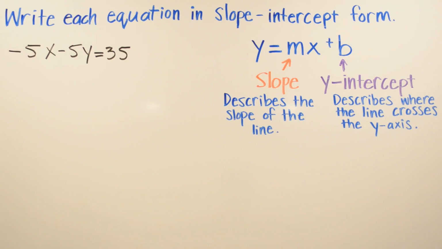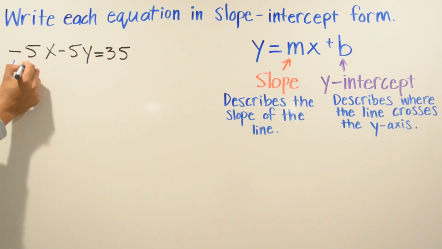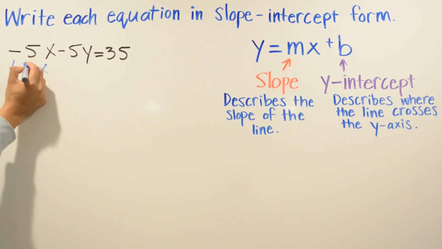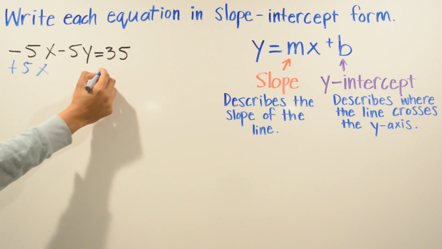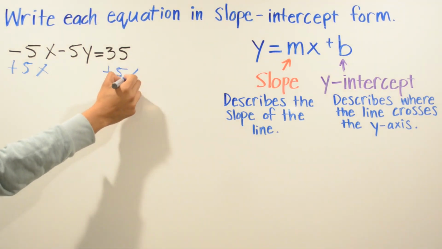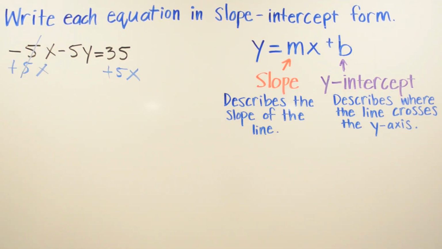In this problem, we have negative 5x minus 5y equals 35. That is in standard form, so we're going to have to put it in slope-intercept form. We have to get y by itself. So we first start with positive 5x. Whatever we do on one side of the equal sign, we do on the other side of the equal sign. This is going to get crossed out.